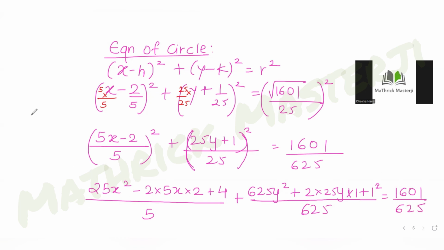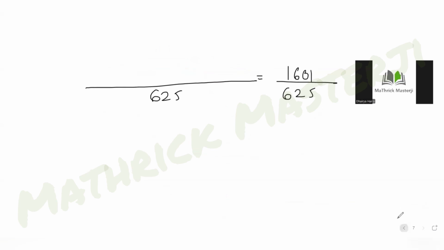So we have this entire thing. Now, the denominator for this is, sorry, 5 was also squared, so it should be 25. I need it to become 625, so I should multiply this with 25 further. If I do that, my left hand side denominator is now 625 throughout. Right hand side is 1601 divided by 625.